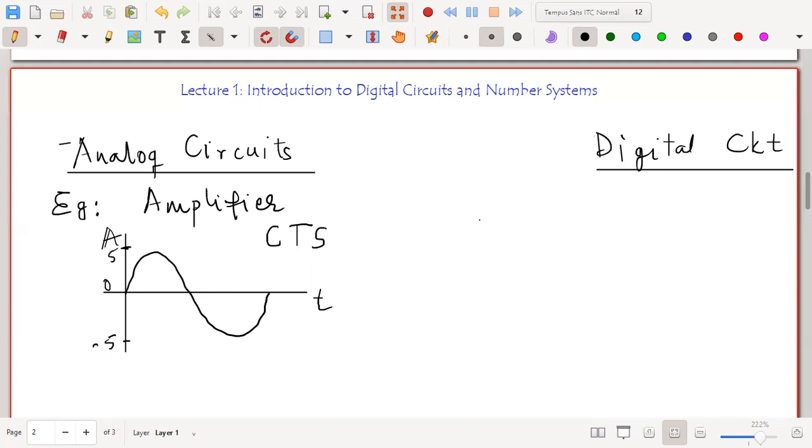Now let us come back to the digital circuits. For example, let me write down here the digital calculator.